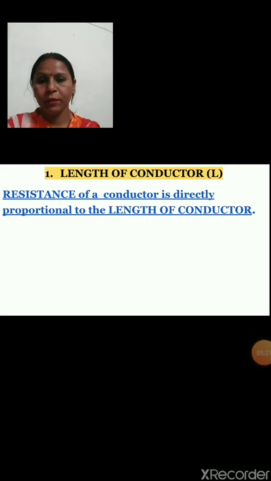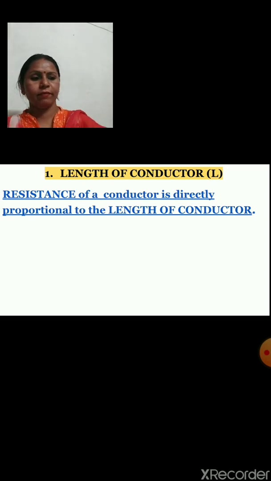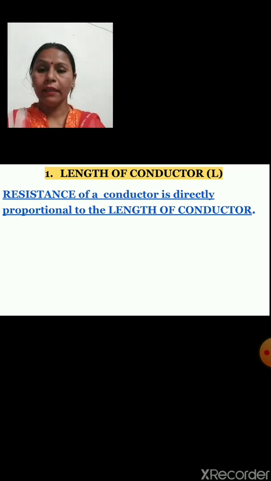Now children, we are discussing the first factor, that is length of conductor. Resistance is directly proportional to the length of conductor. As we are saying, the length of conductor is directly proportional to the resistance, means if any one thing is increased, then the other thing will also get increased. If the length of conductor increases, then resistance will also get increased, and if the length of conductor is decreased, then the resistance also gets decreased.